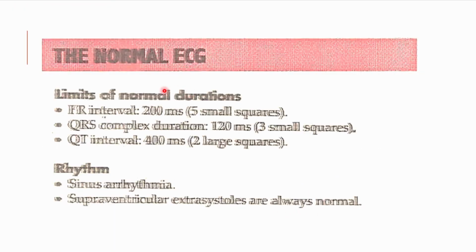So remember that the normal ECG has normal limits. The limit of the PR interval is 200 milliseconds or 5 small squares. The limit of the QRS complex is 120 milliseconds or 3 small squares. And the limit of the QT interval is 400 milliseconds or 2 large squares. Then the rhythm: you could have a sinus arrhythmia, or a supraventricular extrasystole, which are usually normal because you get these ectopic beats.